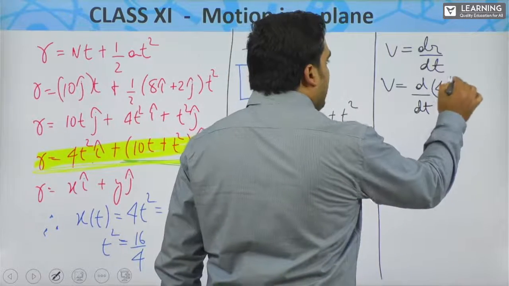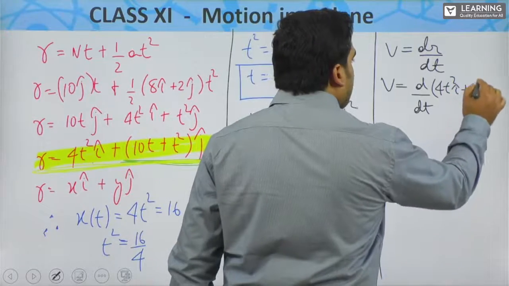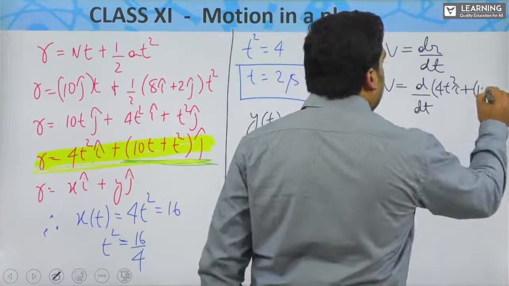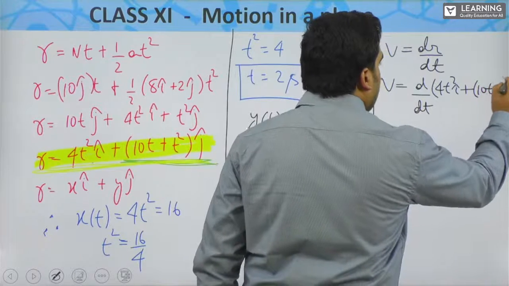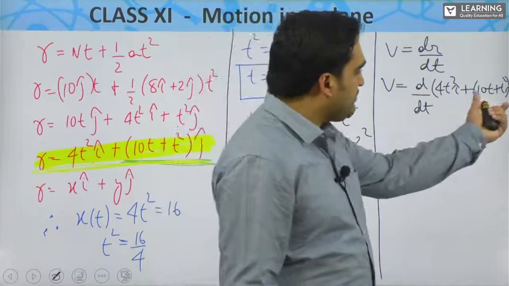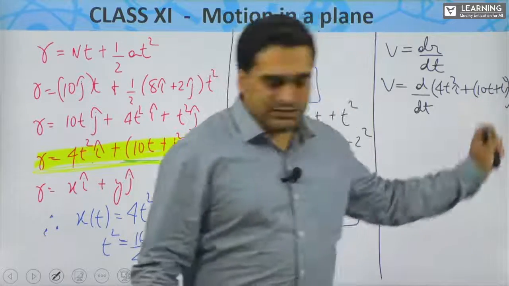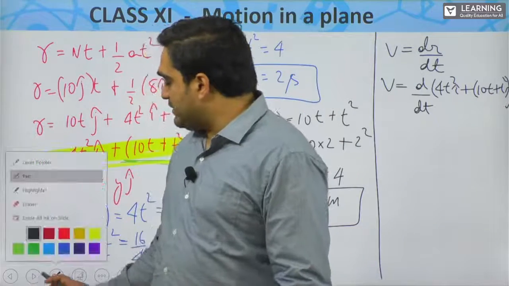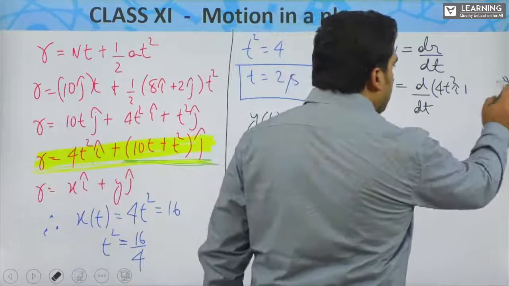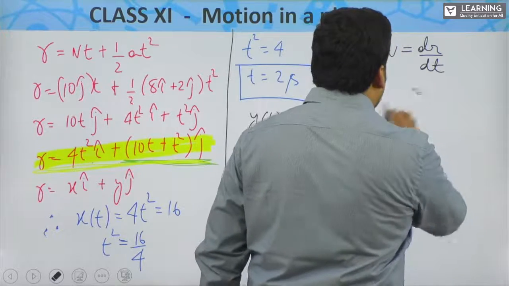So 4t square i cap plus, in the bracket, 10t plus t square, j cap. Since I don't have sufficient space, I hope that is understood, which is 10t plus t square, but nevertheless I will still make it more legible.